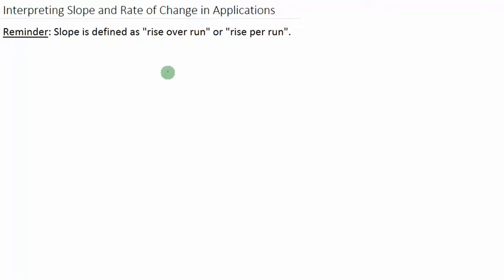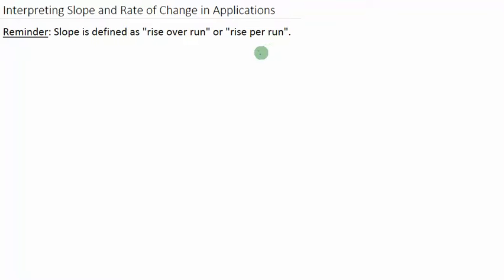So we want to look at how slope applies maybe in the real world, and that's what I mean by applications here. So let me give you a reminder first. Slope is calculated or defined as rise over run, and of course that's kind of vague without some context, but hopefully you already know what that means. But a more useful way to think of it for applications or real world type problems where you have units and things is rise per run.